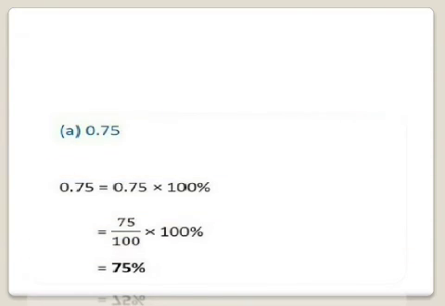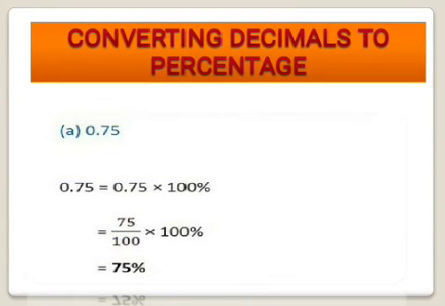Next topic is converting decimals to the percentage. 0.75. First step is to convert the decimal number into a fraction. 75 upon 100 because 5 is at the 100th place. Now this is a question of fraction. Multiply it with 100%. So answer is 75%.